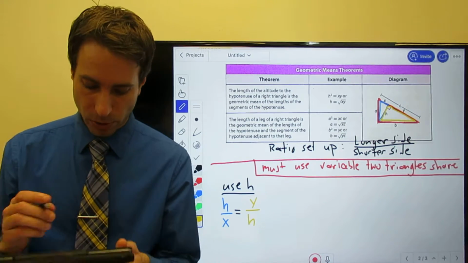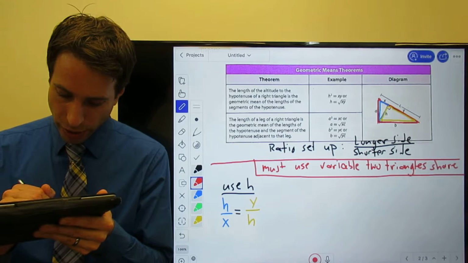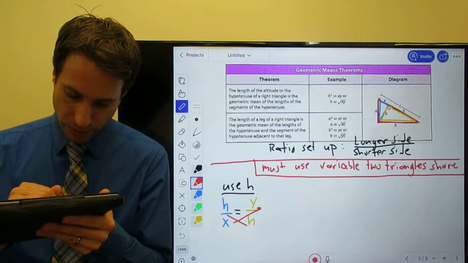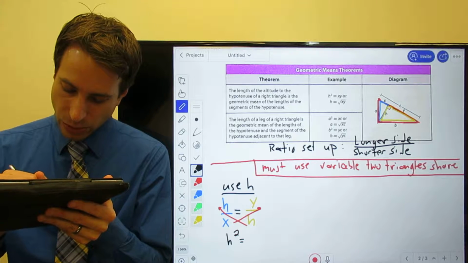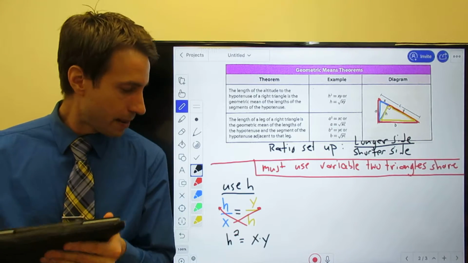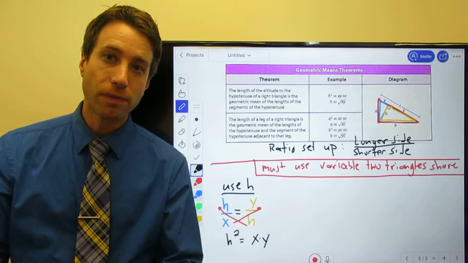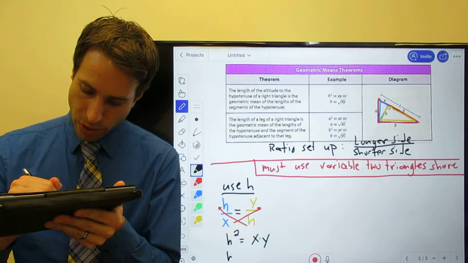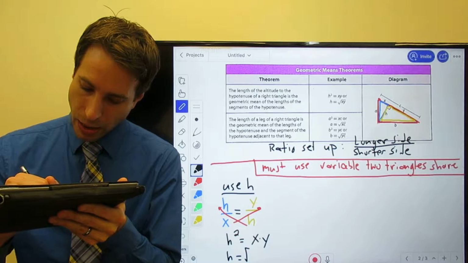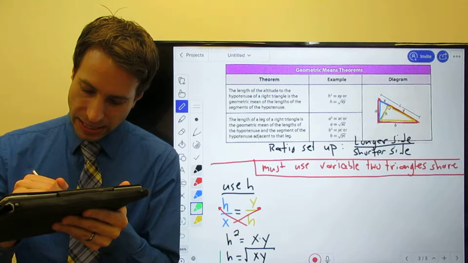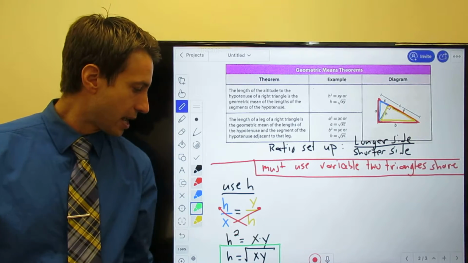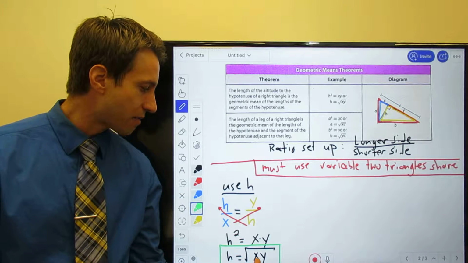Okay, let's cross multiply. We're going to go ahead and cross multiply, and what I'm going to wind up with is H squared is equal to X times Y. How do I get that H by itself? Yeah, take the square root of both sides and look at what I wind up with. H is equal to the square root of X times Y.